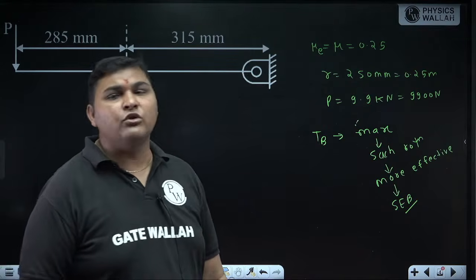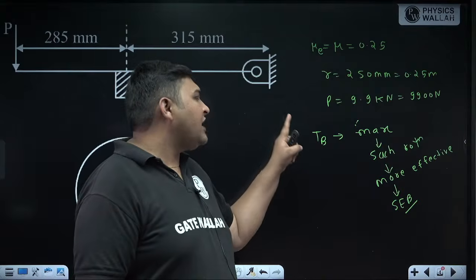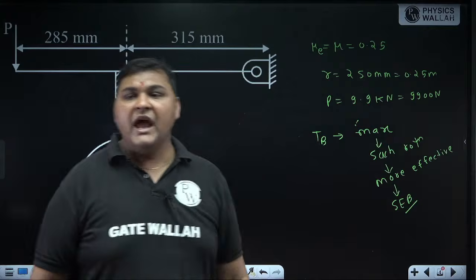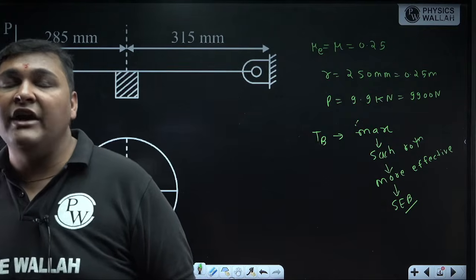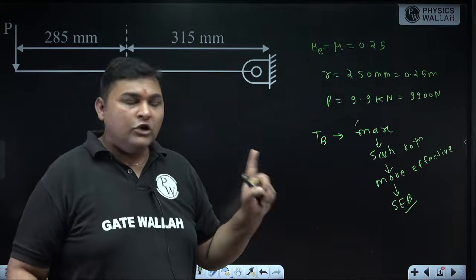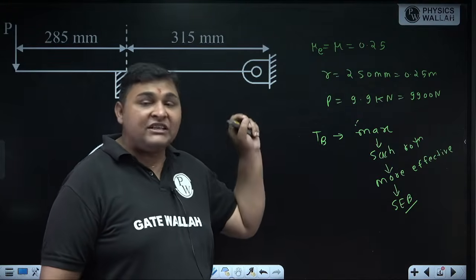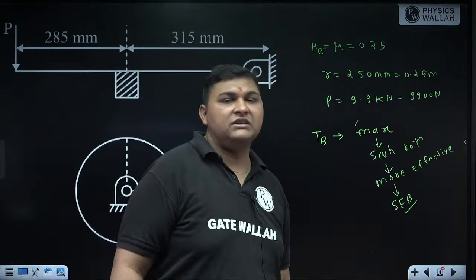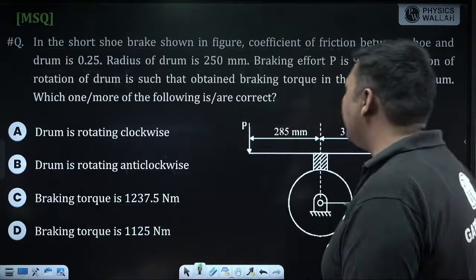Similarly, the reverse of that question can also be possible: the examiner gives the fixed value of TB and P is unknown, and says we have to take such a rotation in which P is as low as possible. So for a given output, I want less input, which again means a more effective case. So again the brake should be self-energizing. Indirectly, the question is saying the brake should be self-energizing.